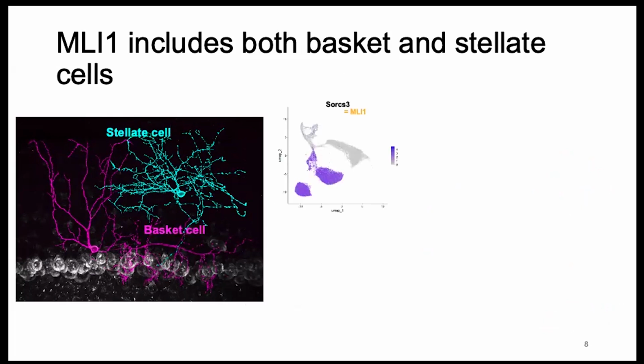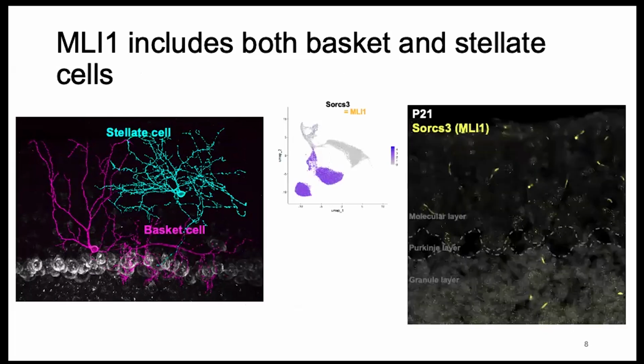And so MLI1 is identified with this marker SORX3. This is really faint on the screen, but you can see that this is single molecule fluorescence in situ hybridization. SORX3 labels cells all the way at the top here, which is the region of the stellate cells, and cells at the bottom here, which is the region of basket cells, indicating that SORX3 might be positive in both basket and stellate cells.